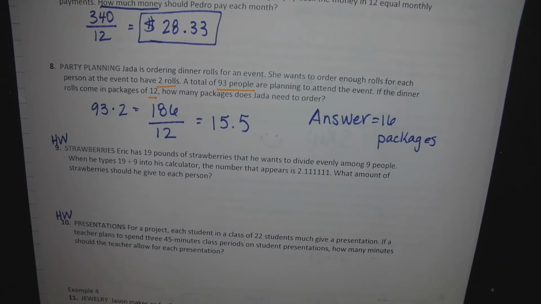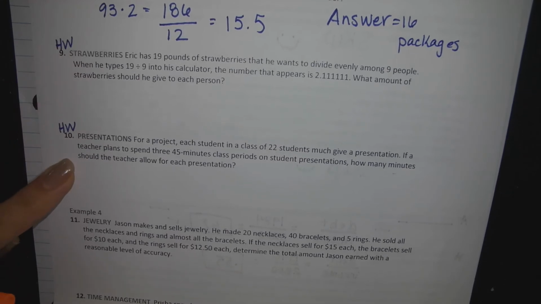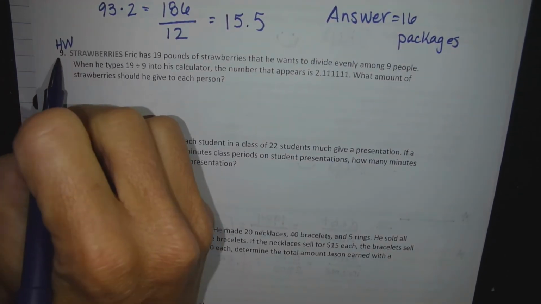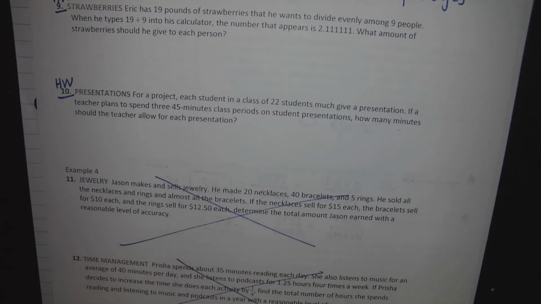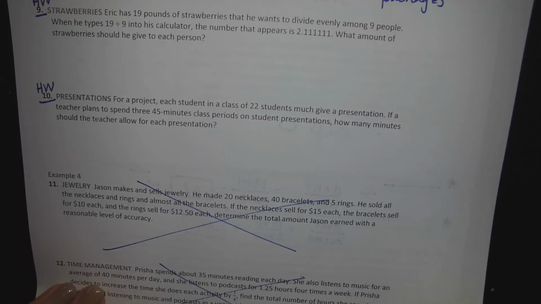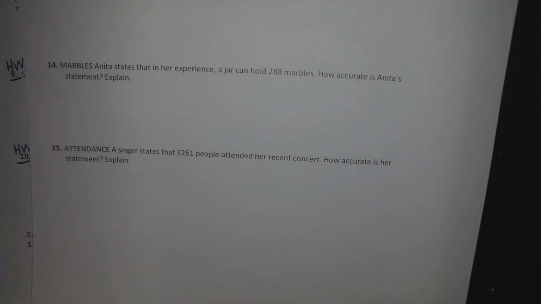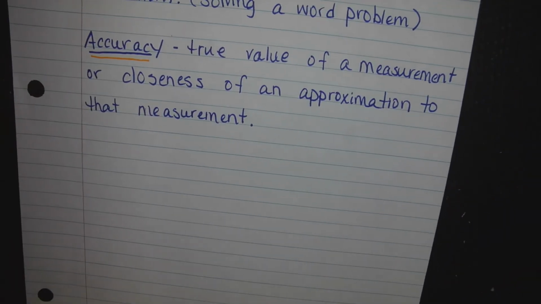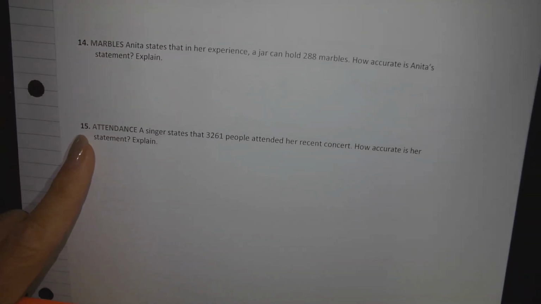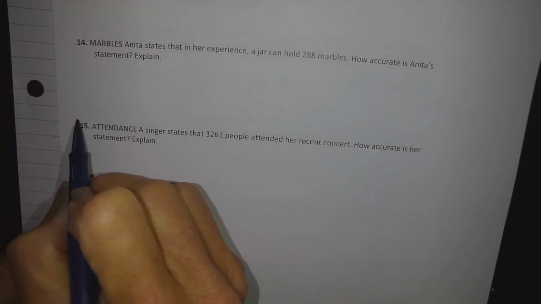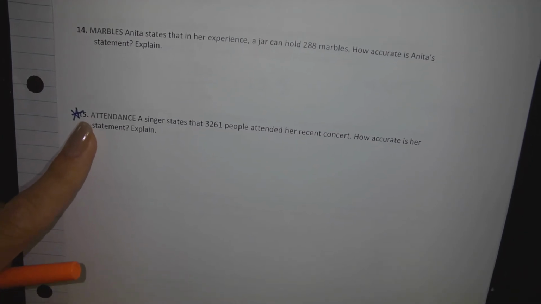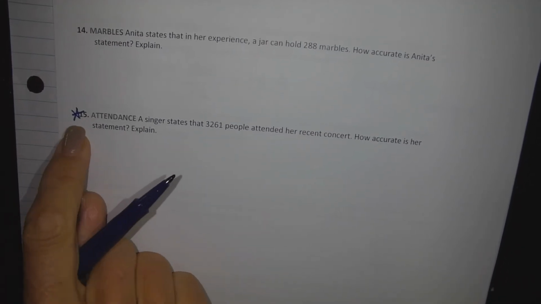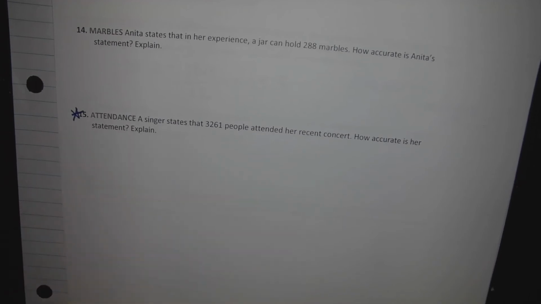All right. 9 and 10 are homework. Okay. Goodbye 11, goodbye 12. And now let's go to the back page. All right. I'm going to look at 15. Sully, what did I just do to 15? You start it. I started, okay?